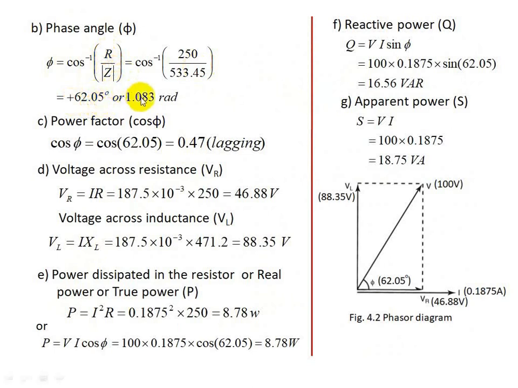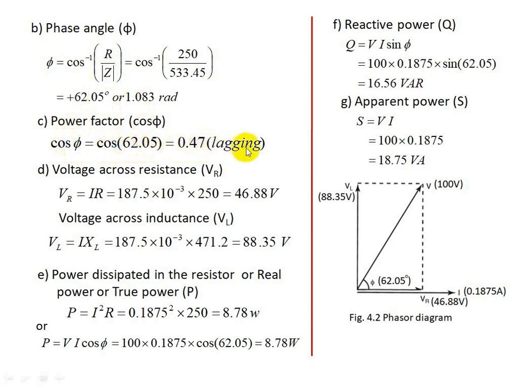If you want to express it in radians, you multiply this value by 3.14 and divide by 180 degrees. So you get 1.083 radians. So power factor is cos phi, so cosine of the angle phi. So cos of 62.05 is 0.47.